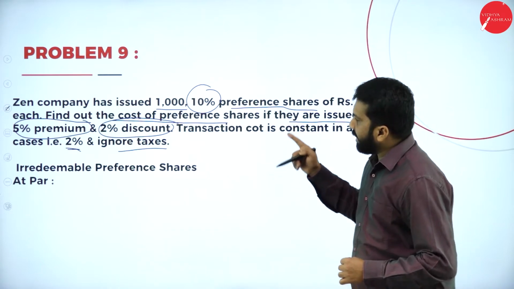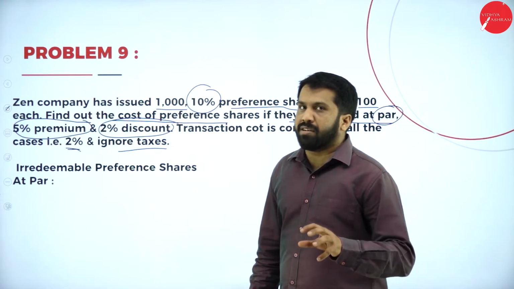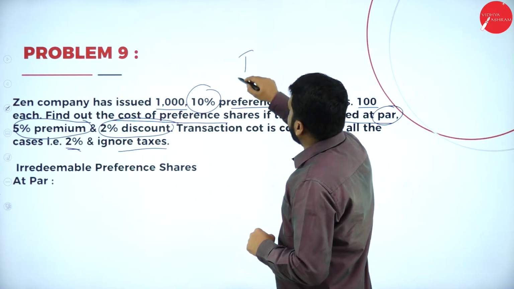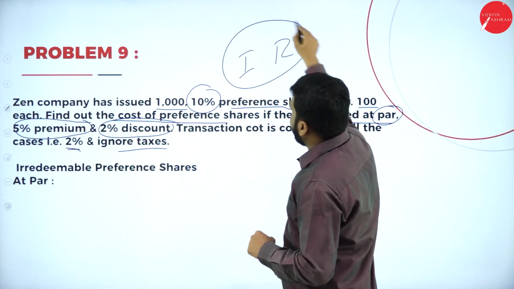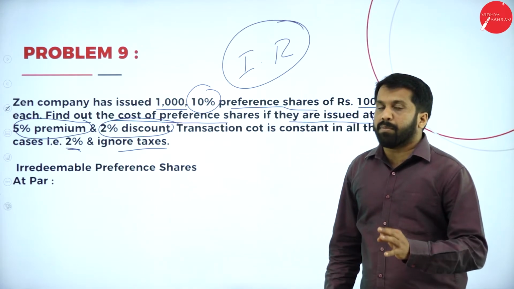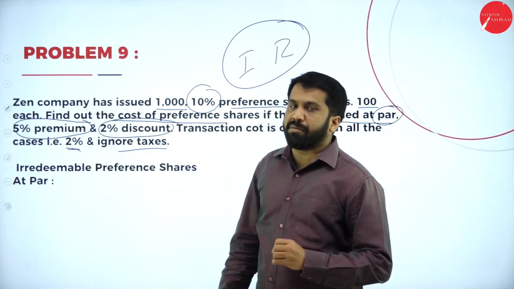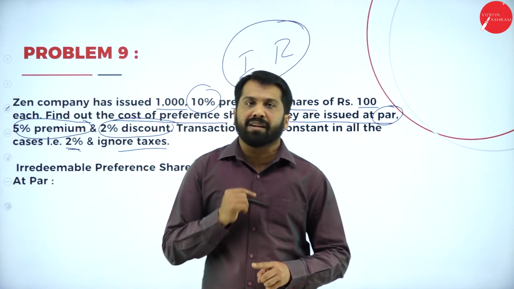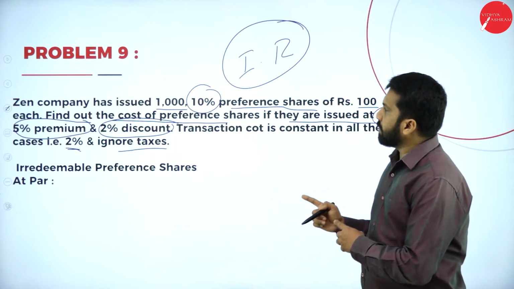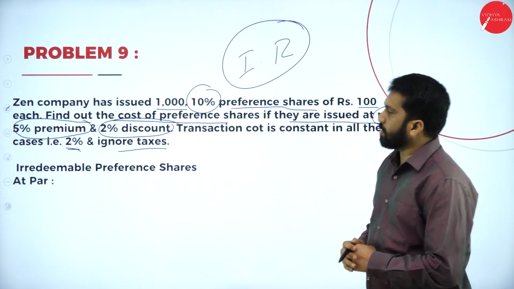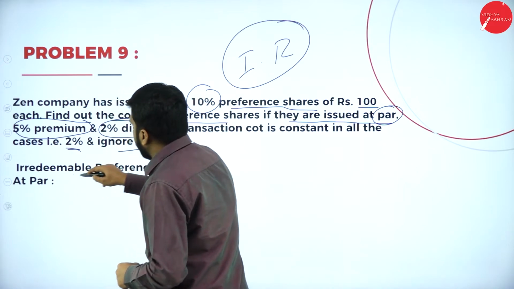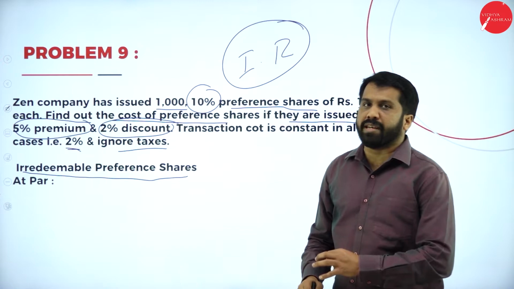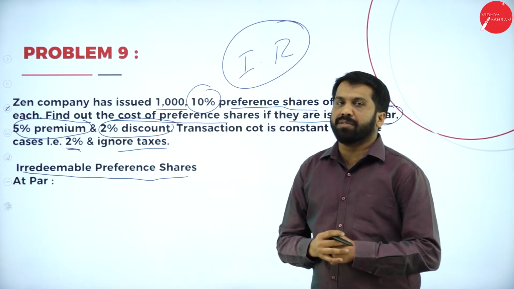Have they mentioned anywhere the number of years? 5 years, 6 years, 8 years? No. If it is not mentioned, what is this? Irredeemable. Remember, if the number of years is mentioned, then it will be repayable, or else we can call it redeemable. But in the question, if the number of years is not mentioned, then it is called irredeemable preference shares. So this is a major thing you are supposed to remember.